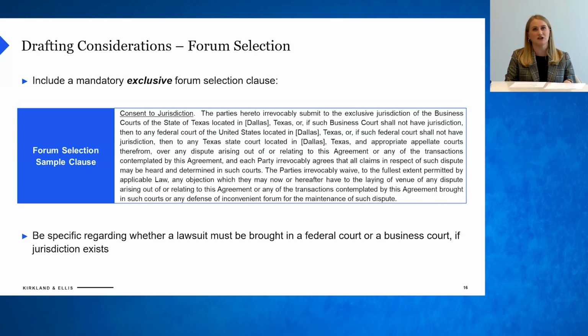And so we want to make sure that it's an exclusive forum selection clause, just to make sure that it's ironclad, very airtight. This is probably something that folks have seen before, but just to make sure that all the bases are covered, you also want to make sure you say that if the business court ends up not having jurisdiction, you are also choosing the court going from that point forward.